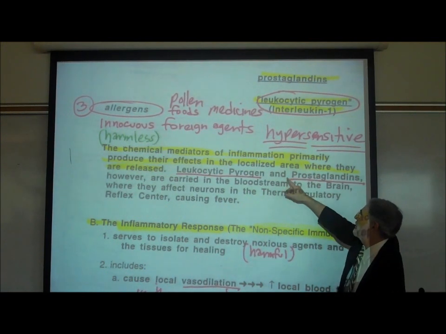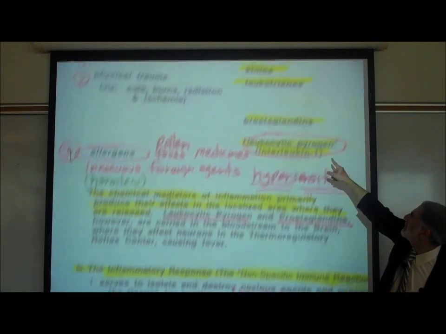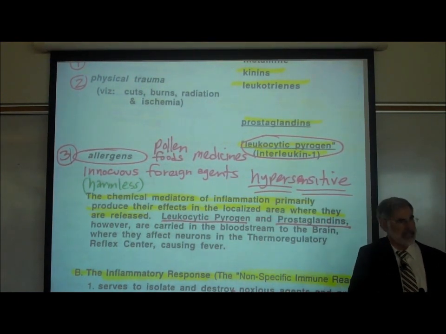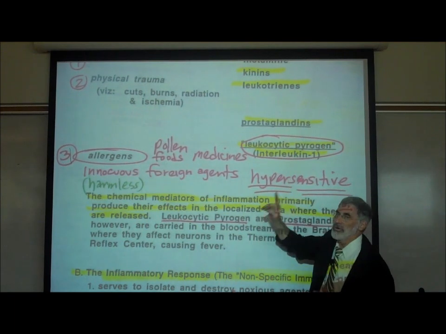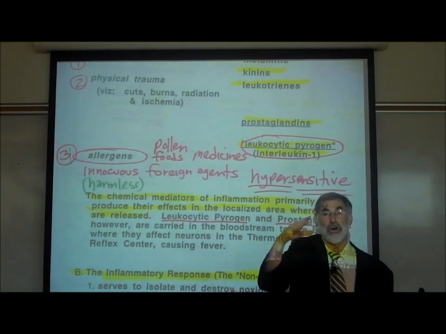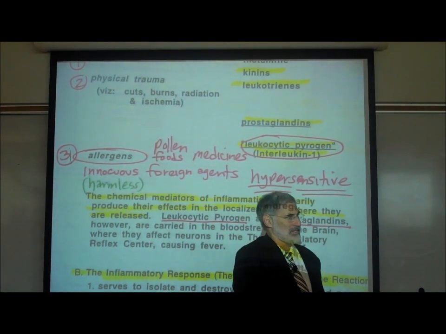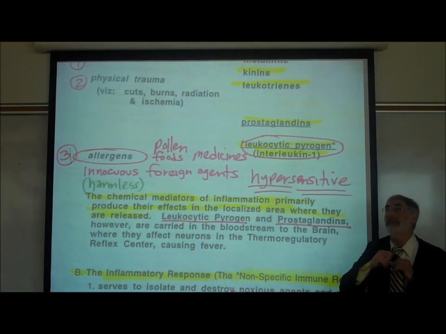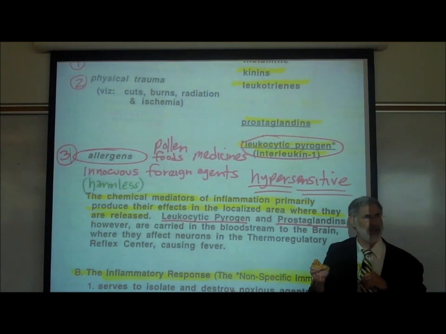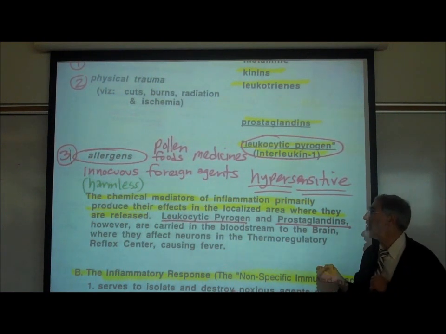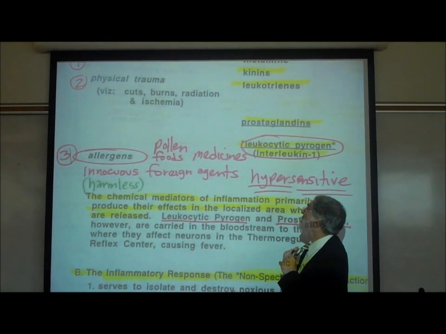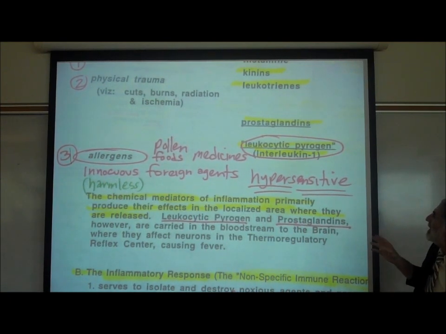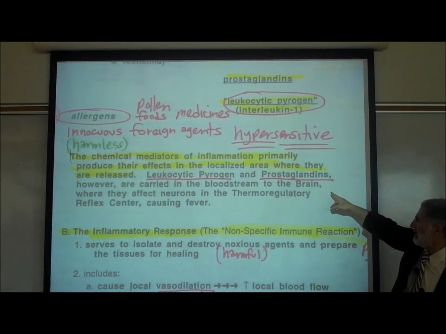However, two of these chemicals, leukocytic pyrogen, which is also known as interleukin-1. This is actually a chemical produced by white blood cells. Interleukin-1, and those of you who've had micro know there's a whole bunch of chemicals released by white blood cells known as interleukins. Leukin as in white blood cell. What's the clinical name for a white blood cell? A leukocyte. It's also known as leukocytic pyrogen. That can cause a fever, and also prostaglandins.